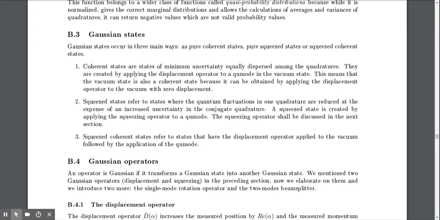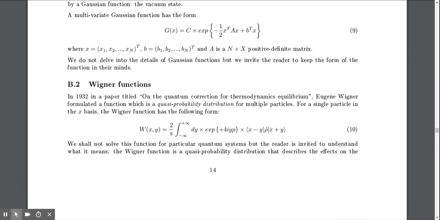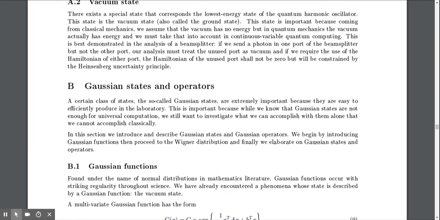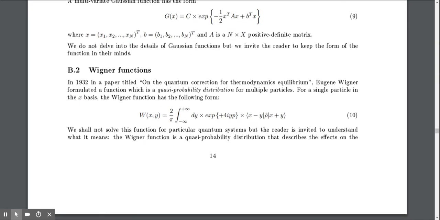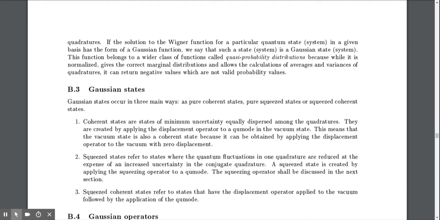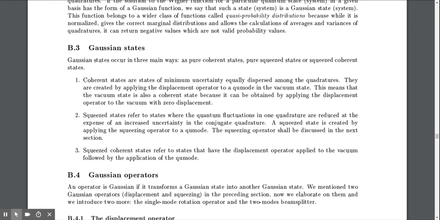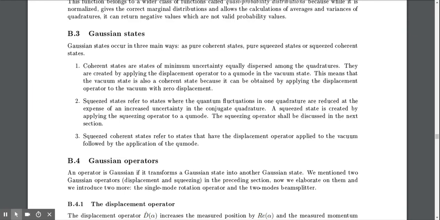It's the coherence sequences between applying the displacement operator. What was written? Or that was just a coherent definition of coherent state. No, that's a coherent state with minimal uncertainty, equally dispersed among the quadratures. You can create it by applying displacement to a vacuum.